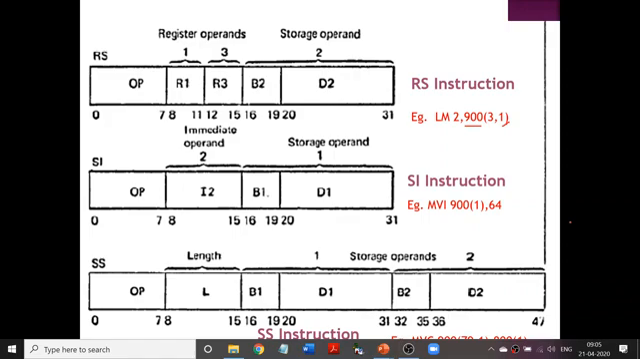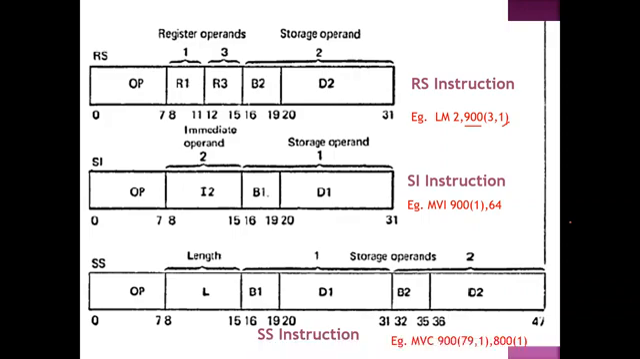The last one is SS. So what do you mean by SS? SS obviously means two storage. So I'm going to have two storage. What is the purpose? I may be copying the contents of one storage to the contents of the other storage location. I can do that. So that is one use of SS instruction. So let us see what it is. Before going into the actual format, you should understand certain things. So I will start from the example.